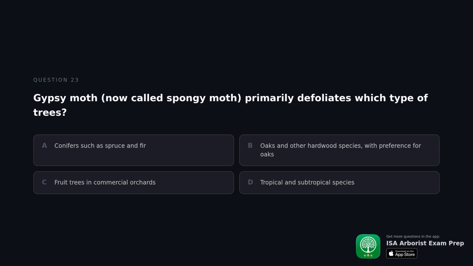Gypsy moth, now called spongy moth, primarily defoliates which type of trees? A. Conifers such as spruce and fir. B. Oaks and other hardwood species with preference for oaks. C. Fruit trees in commercial orchards. D. Tropical and subtropical species.